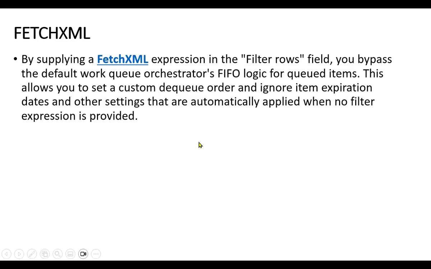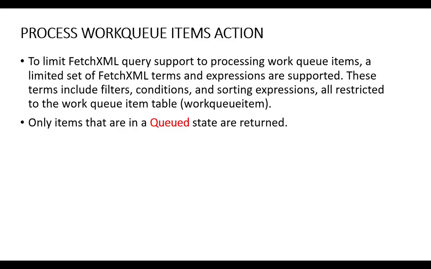So why do we use FetchXML? We use FetchXML to bypass the default Workqueue orchestrator's first in, first out logic. By default, when you read the items from the Workqueue table, it is in first in, first out logic. But you can change that by using a FetchXML expression. And in the process workqueue items action, you can use it to filter the workqueue items values.